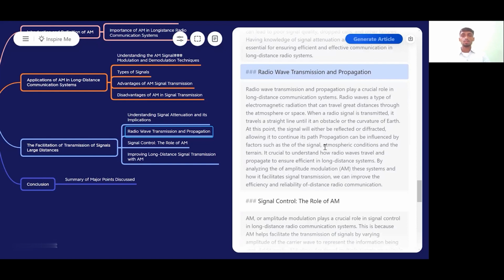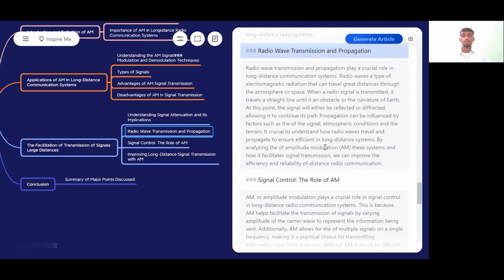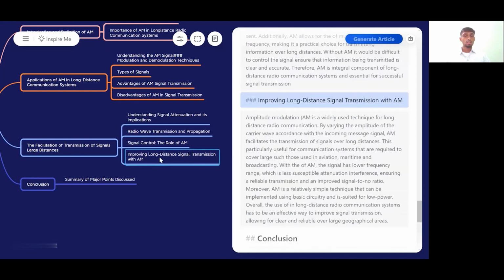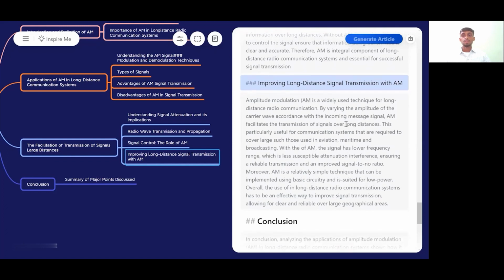By analyzing amplitude modulation, these systems and how they facilitate signal transmission, we can improve the efficiency and reliability of long distance radio communication. I am going to explain how to improve long distance signal transmission with AM. Amplitude modulation is a widely used technique for long distance radio communication, varying the amplitude of the carrier wave in accordance with the incoming message signal. AM facilitates the transmission of signals over a long distance.